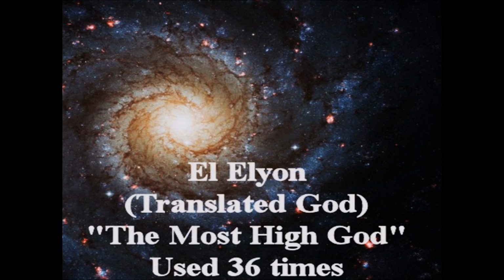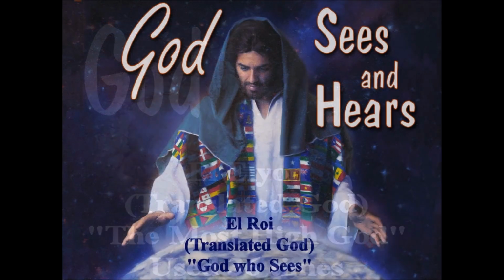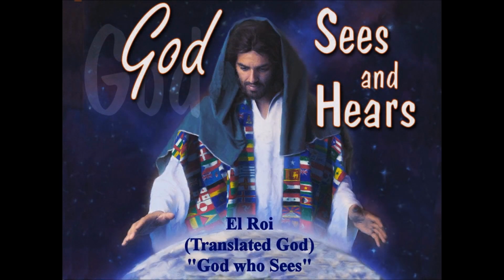The fourth name of God is El Elyon. El Elyon means the Most High God, or God the Highest. He is the possessor of heaven and earth. This title of God appears only 36 times in the Old Testament. The fifth name of God is El-Rohi. This name means God who sees. El-Rohi observes all things, both good and bad. Omniscience is one of God's many attributes.